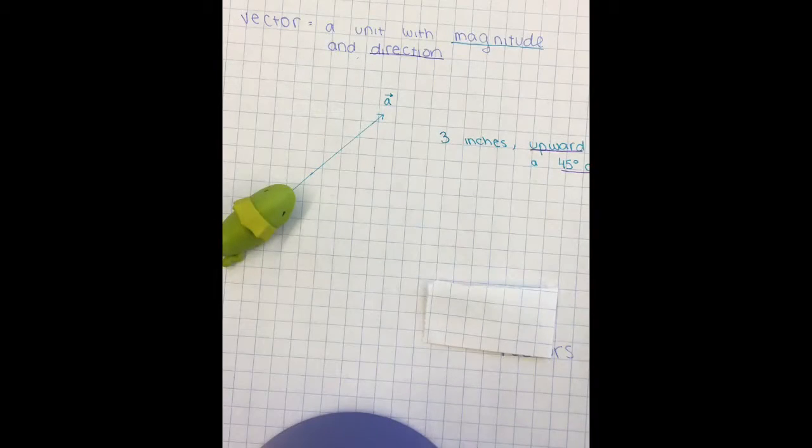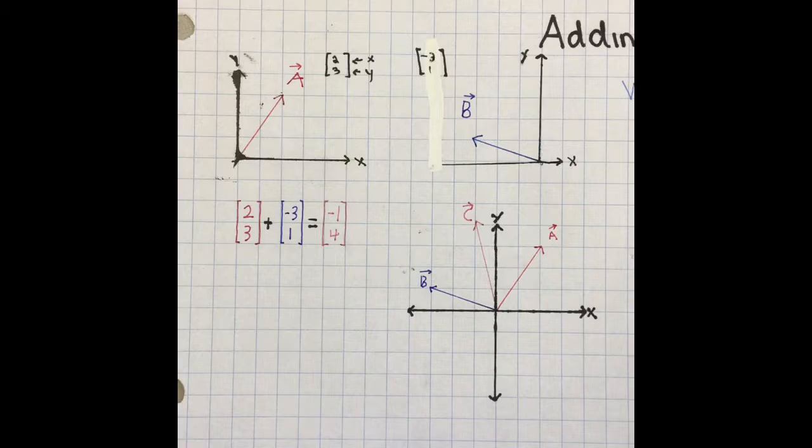A vector is a unit with magnitude and direction. For example, this creature's path is a vector with a movement of 3 inches and an upwards angle of 45 degrees. Vectors represent two-dimensional motion, meaning they are on the x and y planes. Though this doesn't mean they have to start at the origin if they maintain the same slope.